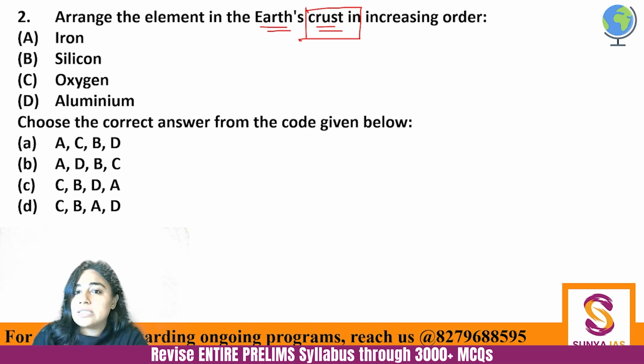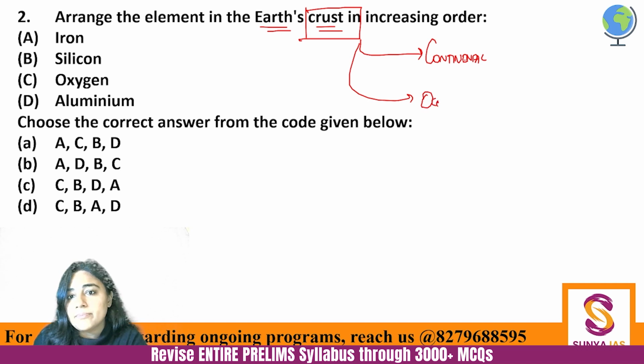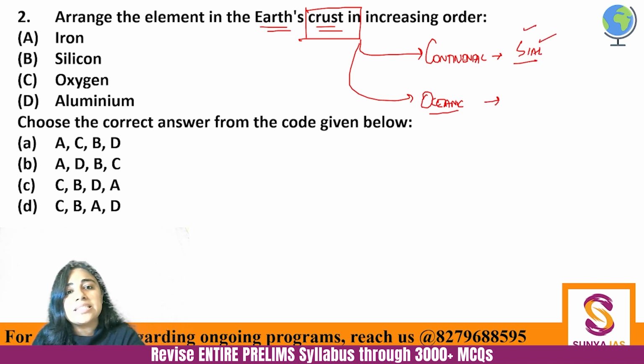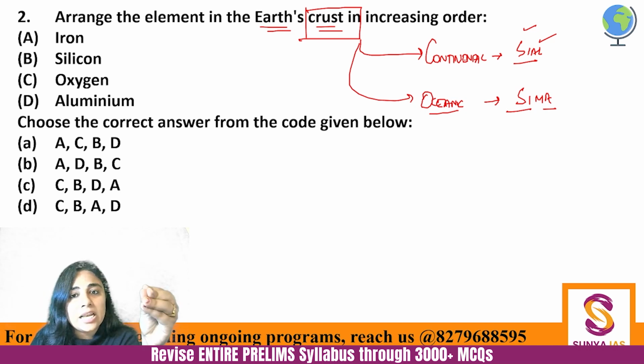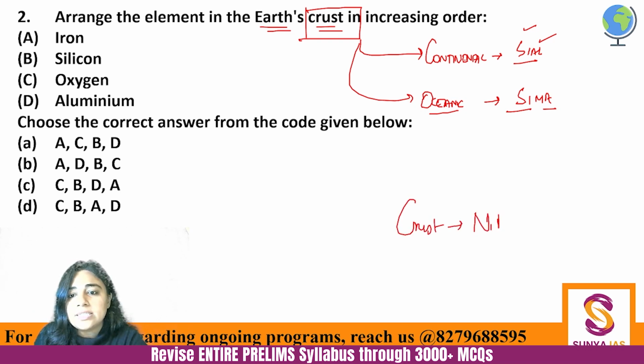There are two types of crusts. One is continental crust and one is oceanic crust, right? So how do you remember continental crust? SIAL: silicon, aluminium. And how do you remember oceanic crust? SIMA: silicon, magnesium. Fine. So continental is SIAL, oceanic is SIMA, and overall, if you are talking about the core of the Earth, it is NIFE: nickel, and Fe is iron.